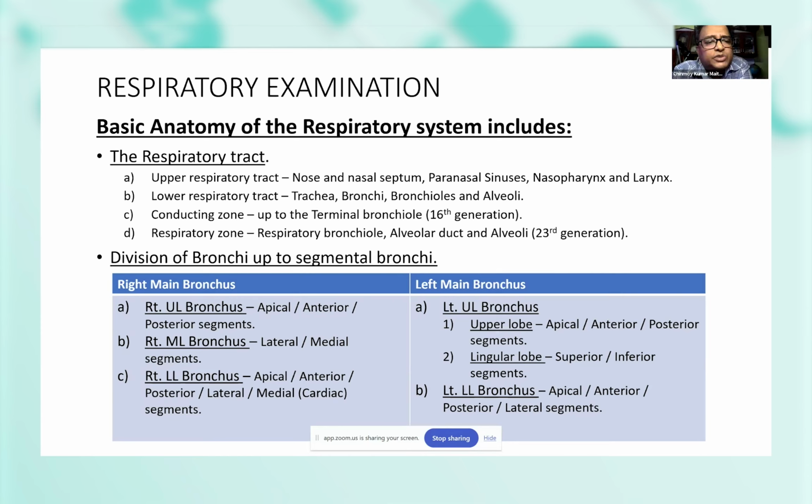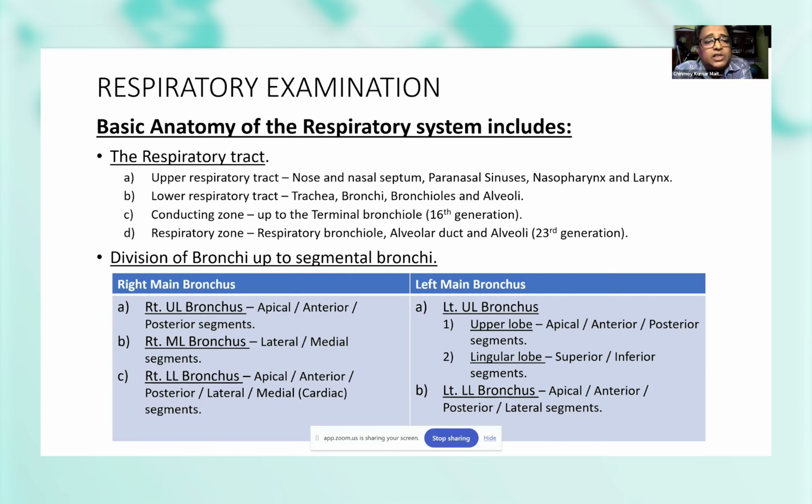There are about 4 to 5 generations of respiratory bronchioles, and then the alveolar duct, and then the alveoli, which is the terminal or last generation, that is the 23rd generation. So the trachea is the zero generation, the two main bronchi are the first generation, and the alveoli are the 23rd generation. It is like a tree: the stem is the zero generation, the first branch is the first generation, and the leaves at the end are the 23rd generation.